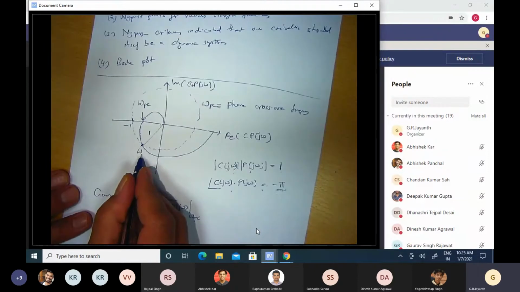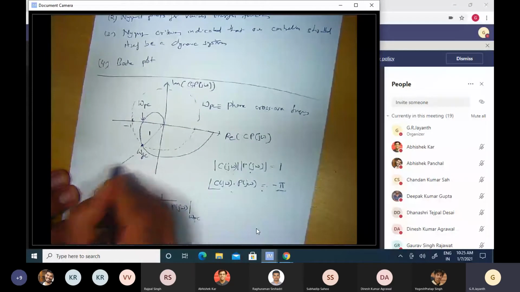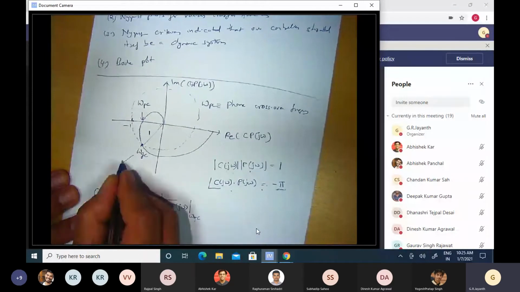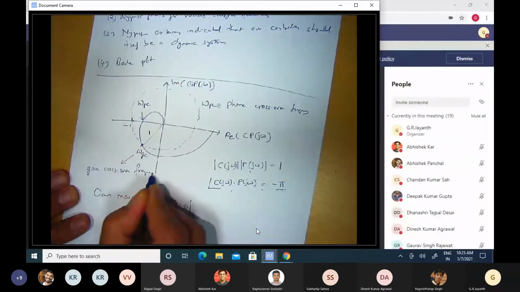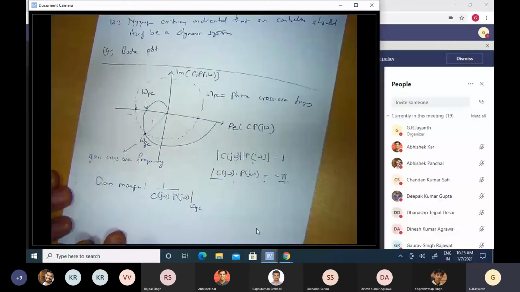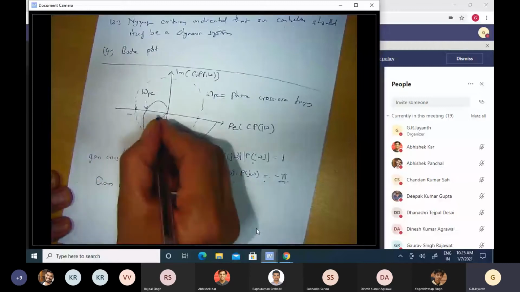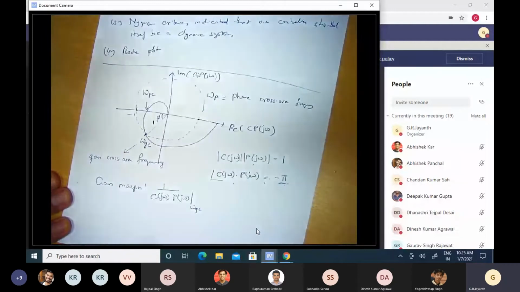Okay, there's a special name for this frequency. This is called the gain crossover frequency, omega GC. So omega GC corresponds to gain crossover frequency. Now this angle, I'll label this angle as phi. This angle phi is indicative of how far away we are from instability.